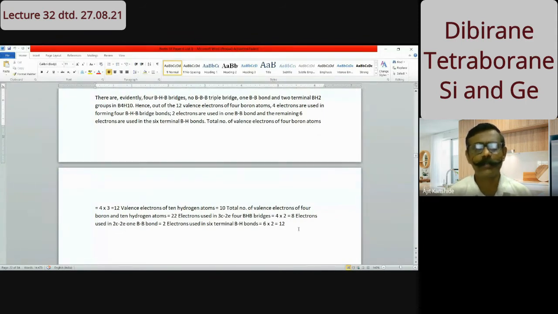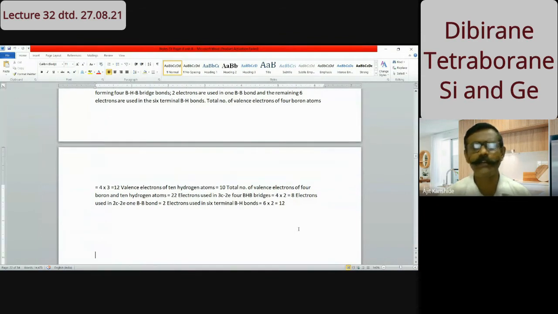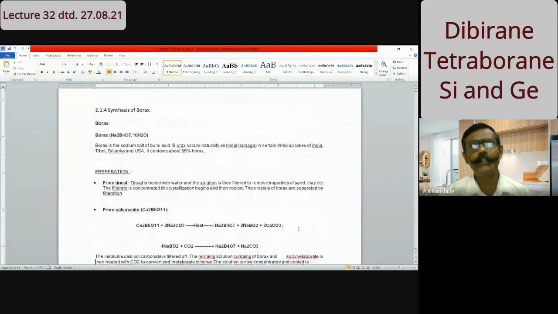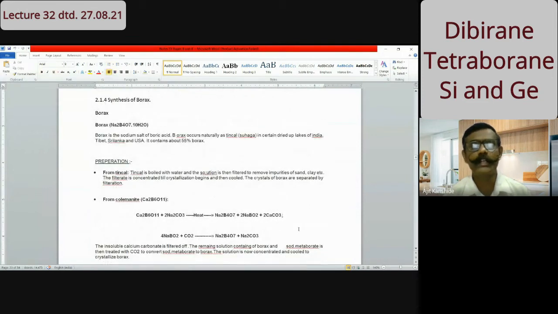What Prathamesh said is a simple one, 22: total number of bonds into 2. If you do that, then you will find it. Overall, how many electrons are involved is discussed there. Okay. Next point is one new compound, borax.